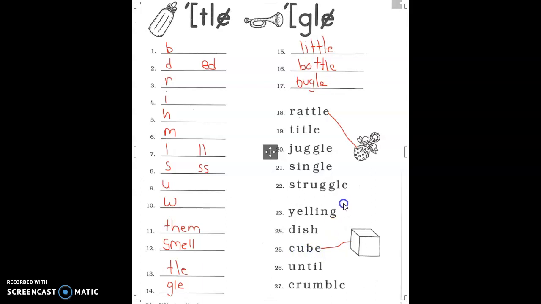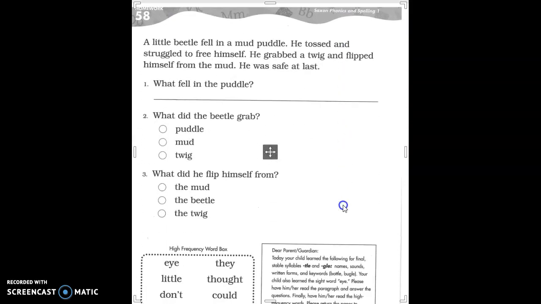When you're ready, flip your worksheet over. A little beetle fell in a mud puddle. He tossed and struggled to free himself. He grabbed a twig and flipped himself from the mud. He was safe at last. Okay, listen for the answer to this question. What fell in the puddle?